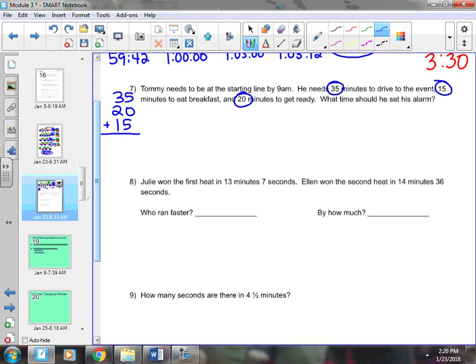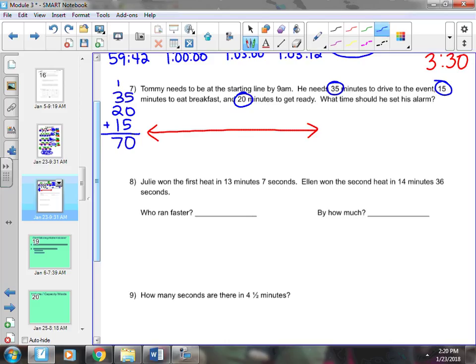And remember, don't worry about traffic, don't worry about weather, don't worry about finding a parking spot. Just go with the information that the problem gives you. So that's 70 minutes. I'm going to use a number line to start with. And it says he needs to be at the starting line by 9 a.m.